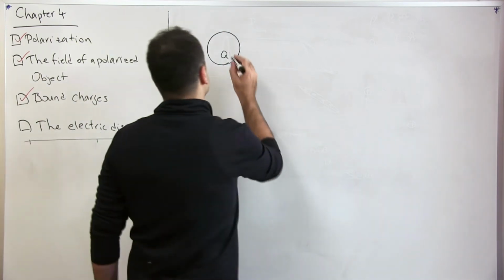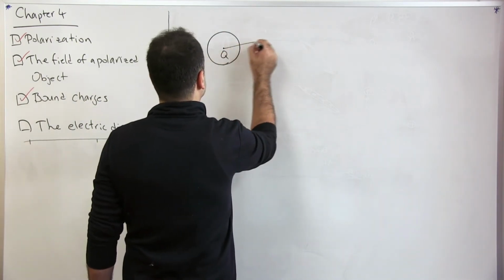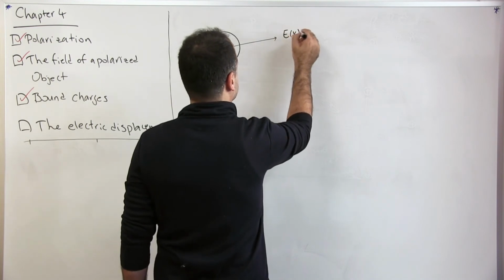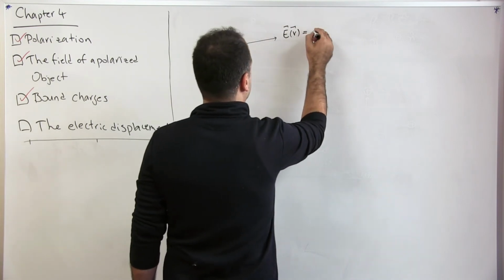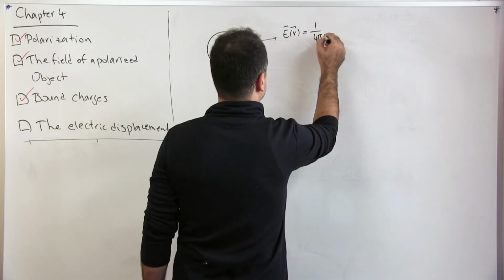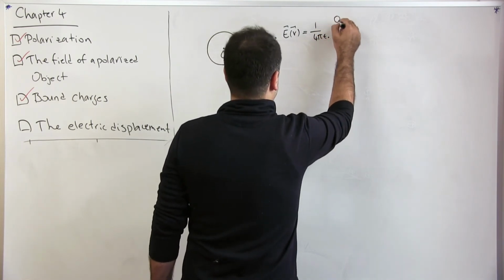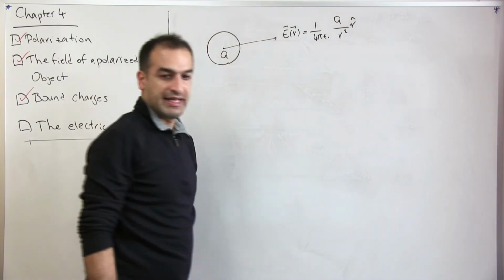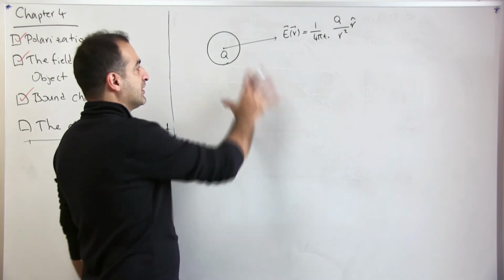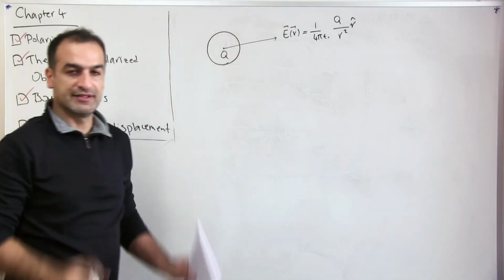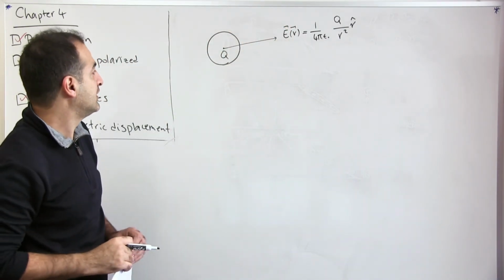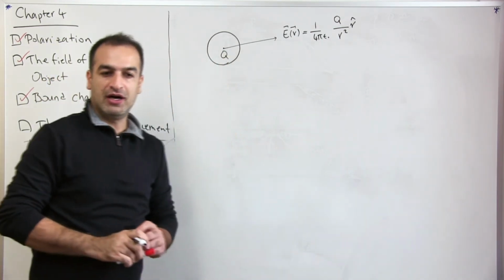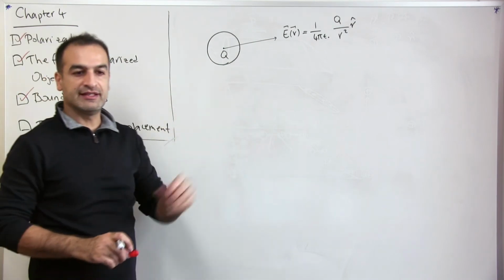You know that the electric field created by this at distance r is very similar to the electric field created by a point charge. So E(r) is 1 over 4 pi epsilon 0 times Q divided by r squared times r hat. So you know what kind of electric field it creates around the sphere. Now I want to encapsulate this charged particle inside an insulator.